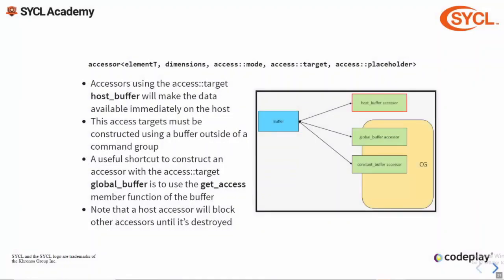Next, let's take a look at the access target host buffer. This provides immediate access to the data in the host application, so this means it must be constructed outside of a command group. Again, a shortcut to constructing a host buffer accessor is provided by the buffer class. Constructing a host buffer accessor can trigger synchronization and copy the latest modified copy of the data back to the host application. Also note that a host buffer accessor will block any other accessor from accessing the data until it's destroyed.